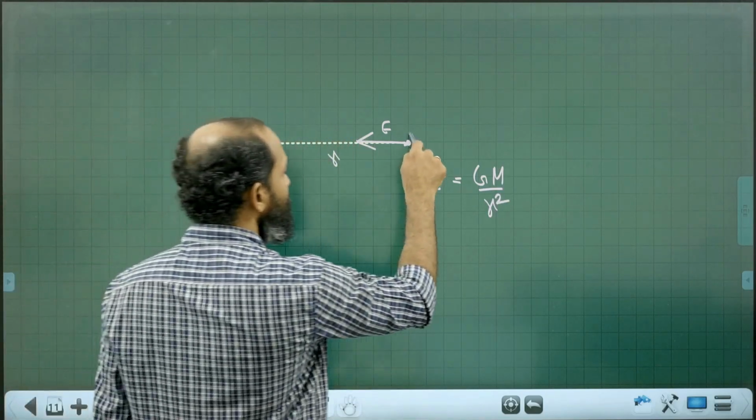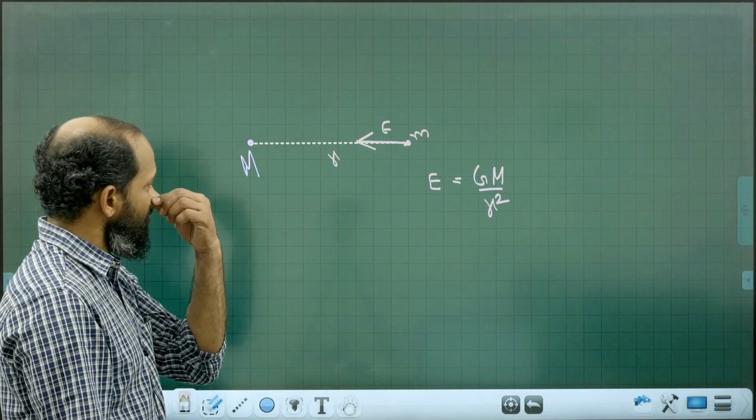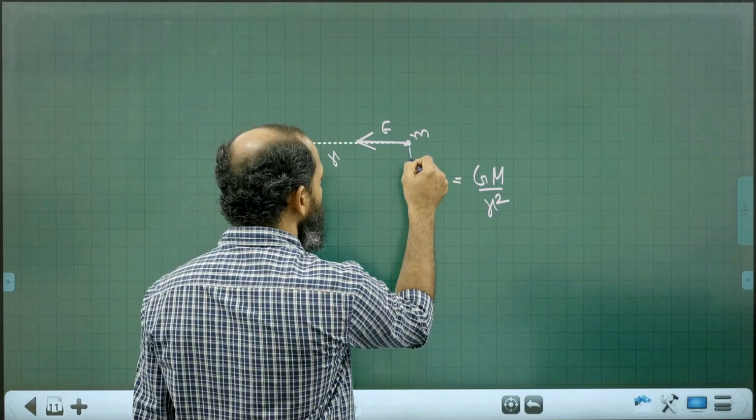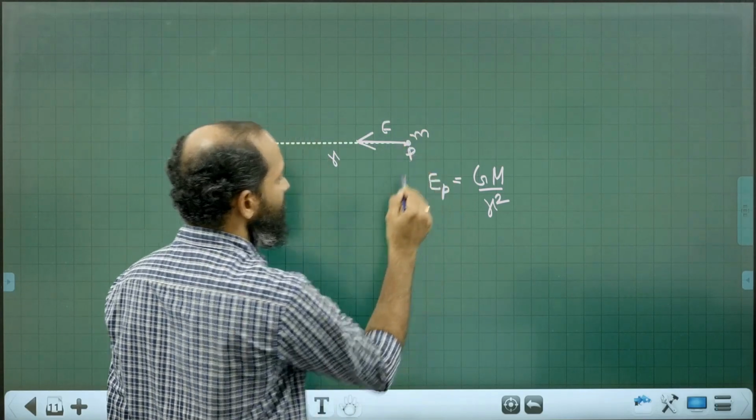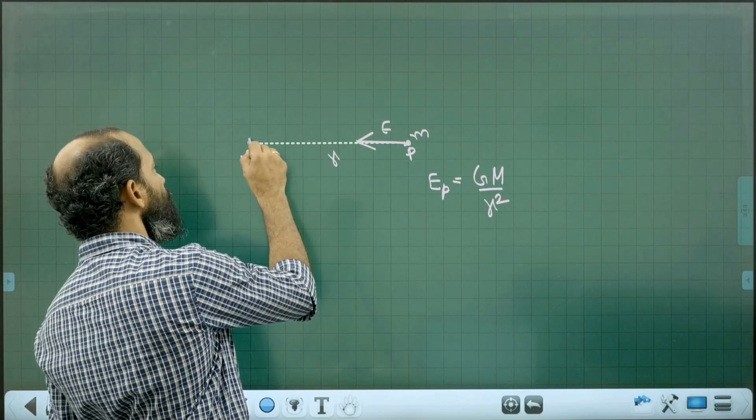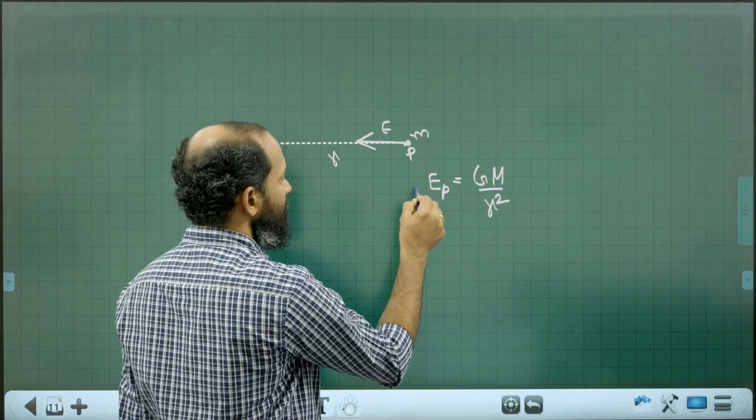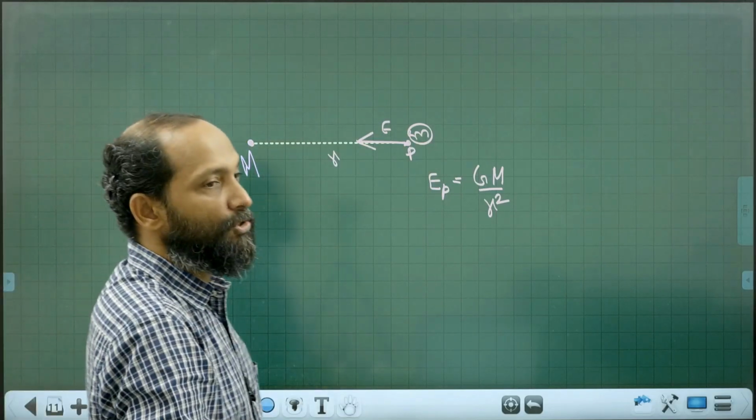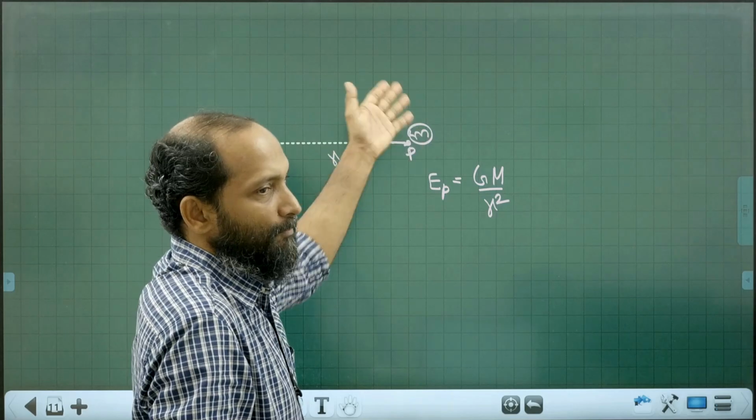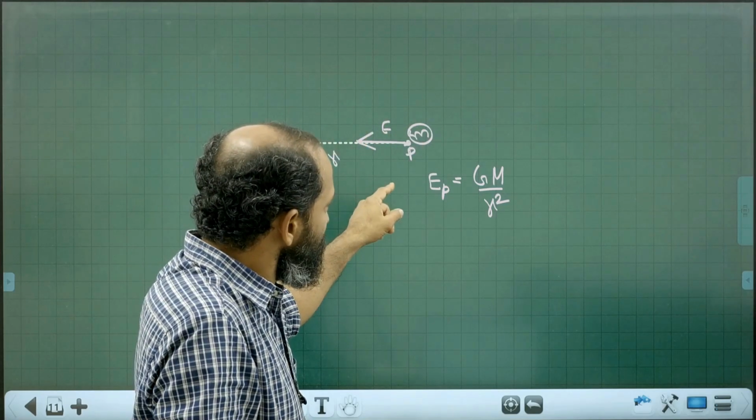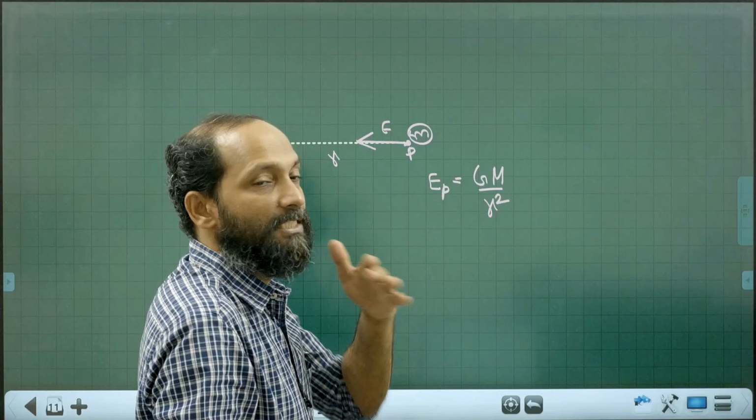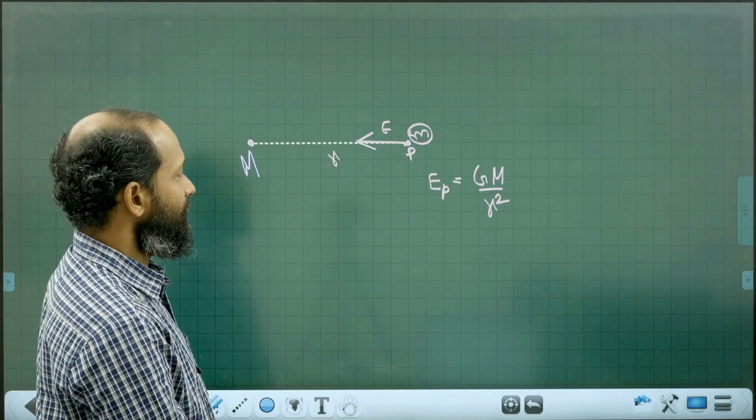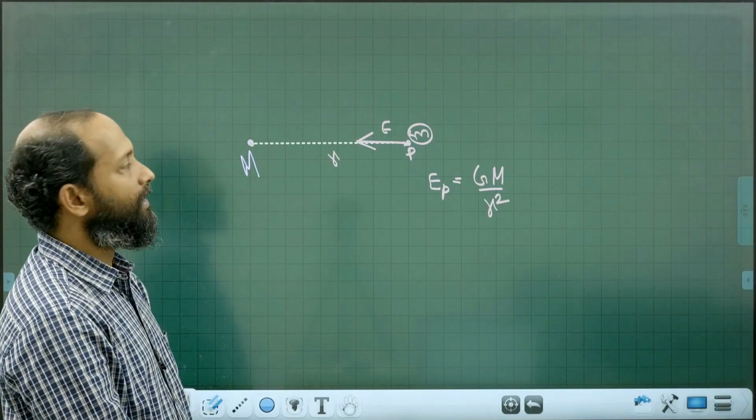And if you place a particle at this point, that intensity does not depend on that particle. Intensity at the point P only depends on the mass of the source and the radial distance. It does not depend on the mass of the particle at the point P. So the mass of the particle at the point is small m. Intensity at that point P is not affected by that small m. It only depends on the mass of that source. That's intensity, GM divided by r squared.